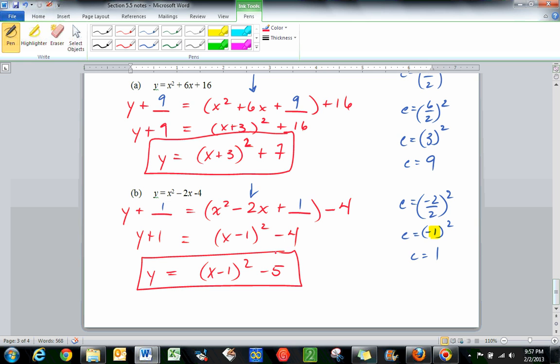So now you can change the standard form of a quadratic function to vertex form using completing the square, and you could also change the standard form of a quadratic function using factoring to go to the intercept form. So that concludes our completing the square lessons.